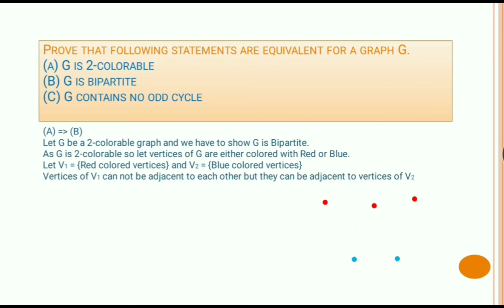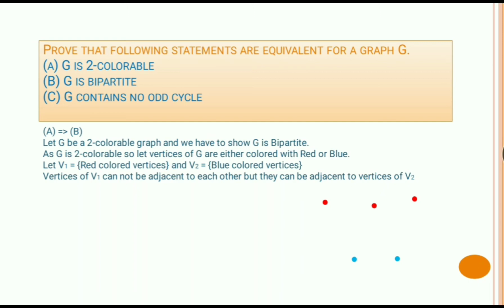Now as it's two colorable, all the red color vertices will not be adjacent to each other, right? This cannot be joined with this, cannot be joined with this vertex. And a red color vertex can be joined with blue color vertices. These can be joined, right? Any red vertex can be joined to any blue vertex, and any blue vertex can be joined to a red vertex.